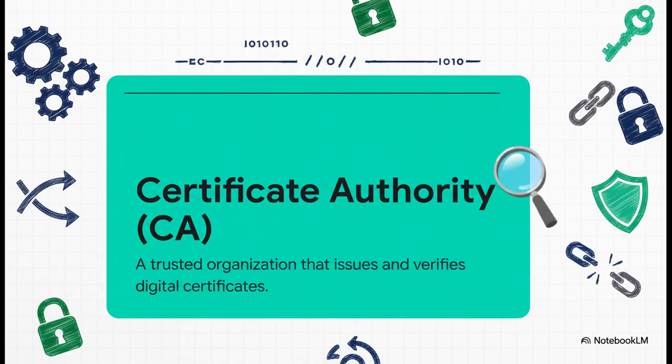And right at the heart of the PKI system are the certificate authorities, or CAs. The passport office analogy is perfect here. These are trusted organizations that act like the internet's passport office. They issue digital certificates, which are basically digital passports, that verify a website, or even a person, is actually who they say they are. They're the ultimate vouchers of identity online.